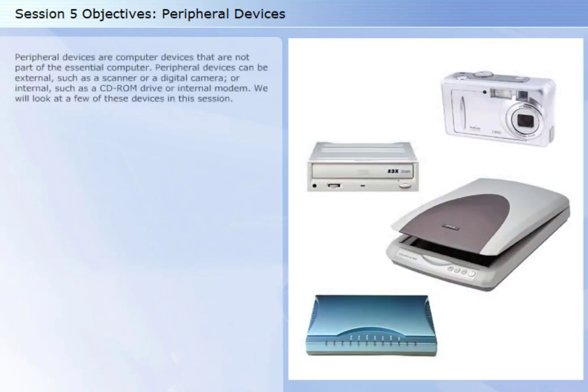Peripheral devices are computer devices that are not part of the essential computer. Peripheral devices can be external, such as a scanner or a digital camera, or internal, such as a CD-ROM drive or internal modem. We will look at a few of these devices in this session. Modem, scanner, digital camera, floppy disk, pointing stick.